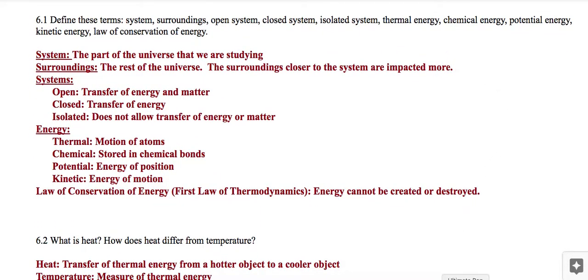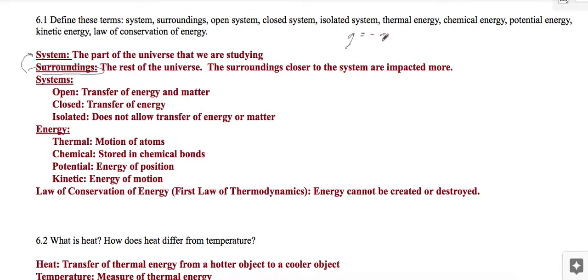Some key words. We have the system, and that's what we're going to be focusing our attention on when we do problems. Unfortunately, we can't always measure the system directly, so what we do instead is measure the surroundings. If we can figure out what the surroundings are, then we can go back and figure out the system. So we're going to measure the surroundings, and that tells us information about the system. And that's going to be seen later on when we look at equations like this.